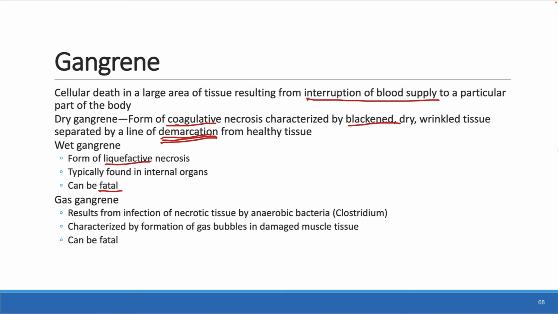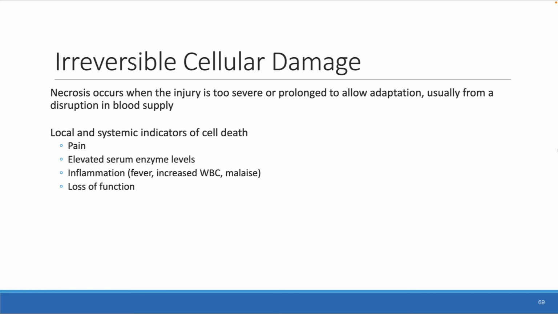And then gas gangrene results from infection of necrotic tissue by anaerobic bacteria like Clostridium, and that forms gas bubbles that damage muscle tissue, and this also can be fatal. So those are the types of gangrene that you should know about. Remember that necrosis occurs when the injury is too severe to recover. Okay? The cell can't adapt, and therefore the cells die.